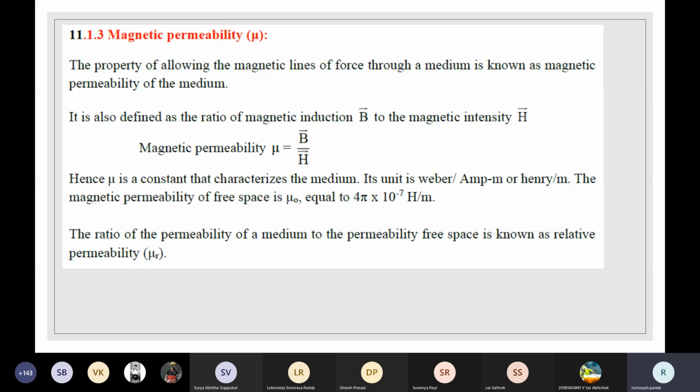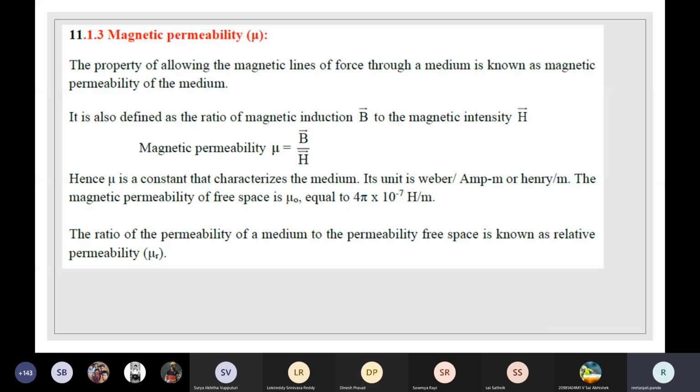Relative permeability is the permeability we are calculating with respect to a reference. Whenever the term relative comes, that means there is a reference, and the reference we always take is vacuum, because vacuum doesn't affect the property that much. That is why it is relative magnetic permeability.